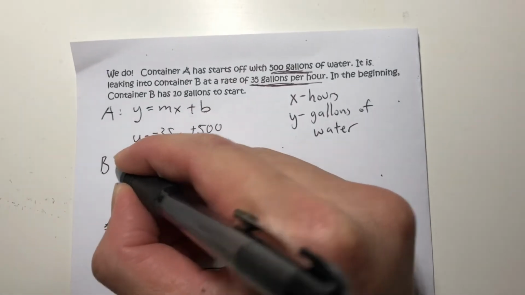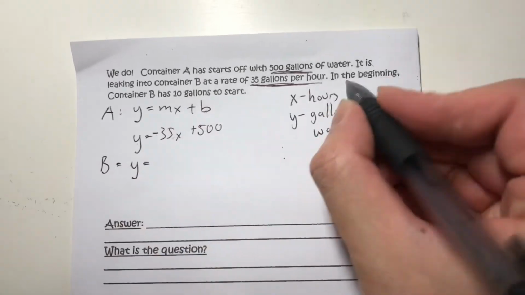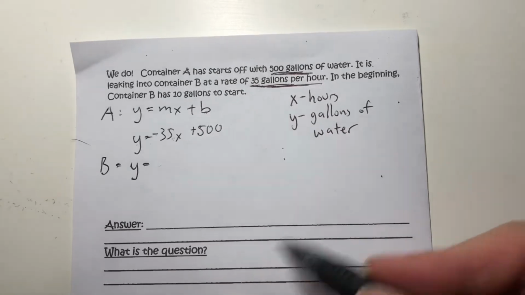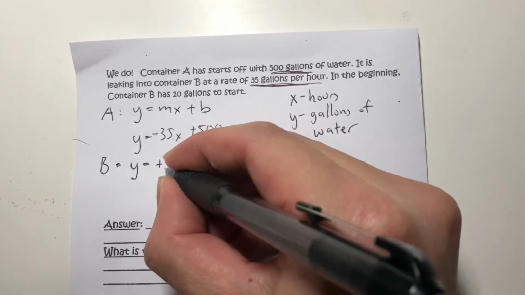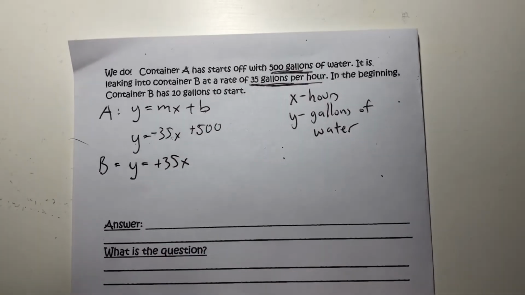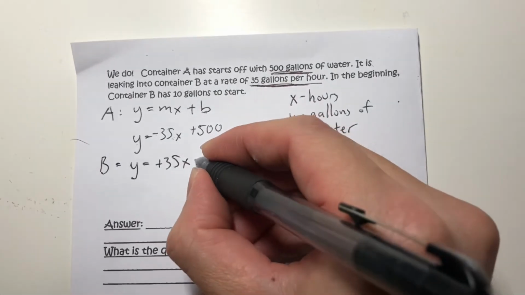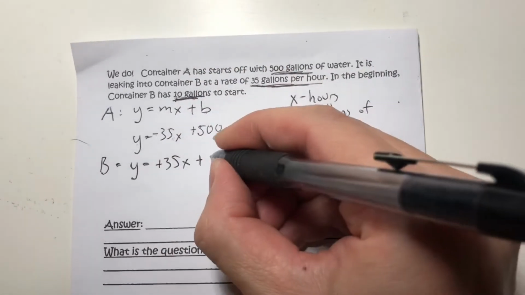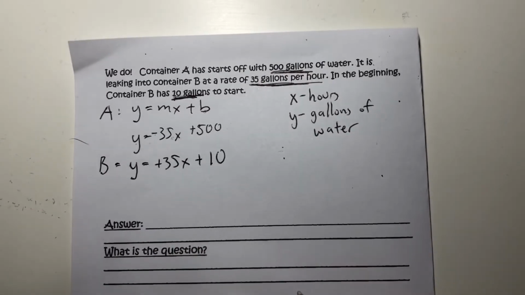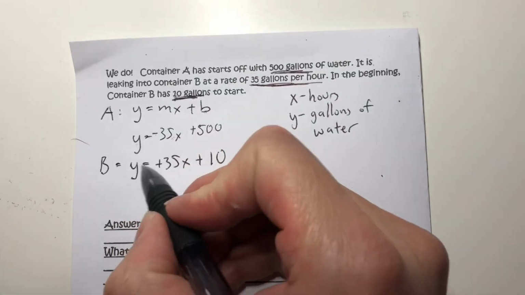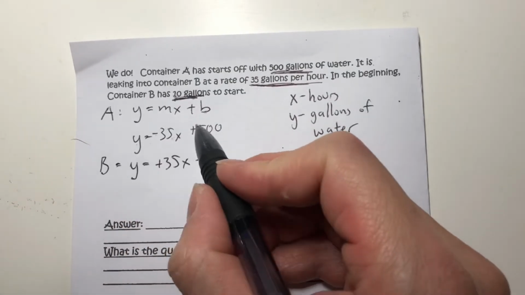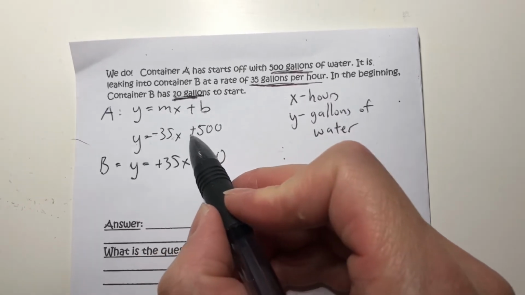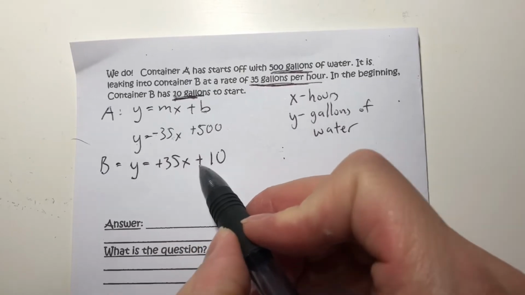Container B is going to be y is equal to, and it's leaking into container B. That means container B is gaining 35 gallons per hour, and it starts off with 10 gallons to start, so plus 10. All right, so we have two equations. We have y is equal to negative 35x plus 500, and y is equal to positive 35x plus 10.